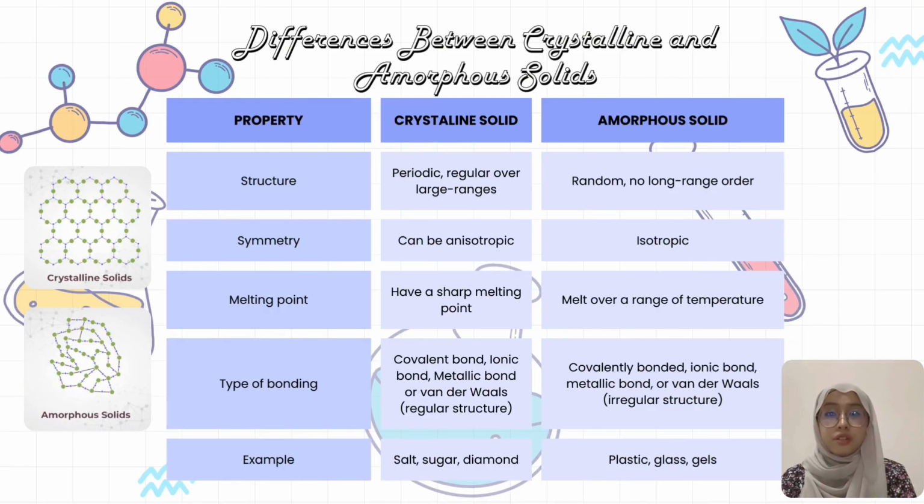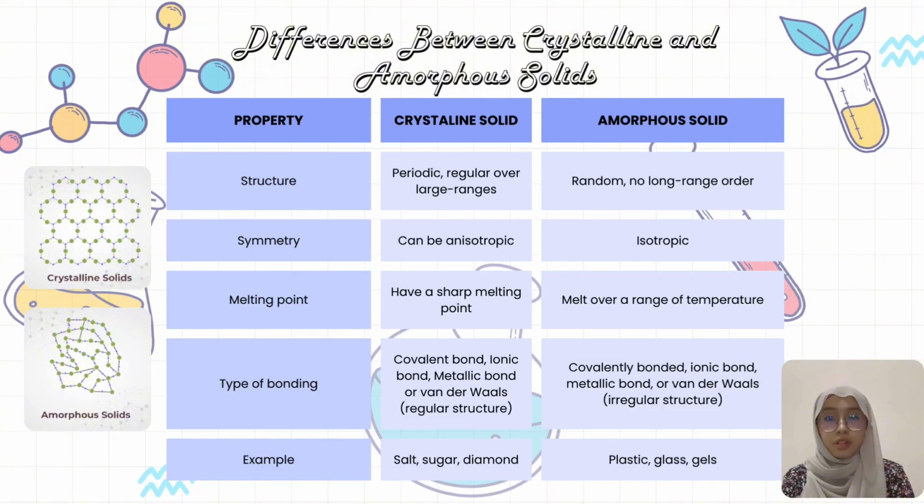First, in terms of structure, crystalline solids have a periodic and regular arrangement of particles that extends over long distances. In contrast, amorphous solids have a random structure with no long-range order. Moving on to symmetry, crystalline solids can be anisotropic, meaning their physical properties may vary in different directions. On the other hand, amorphous solids are isotropic, so their properties are the same in all directions.